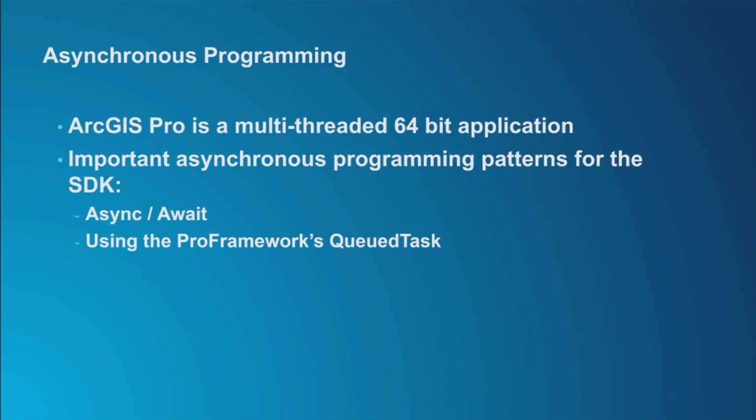So to asynchronous programming, as you know, ArcGIS Pro is a multi-threaded 64-bit application. That's already a big advantage over if you used to use ArcObjects in ArcMap. We always ran into memory issues. Those virtually don't exist anymore in Pro, as long as you have enough physical memory. An important asynchronous programming pattern for the SDK is the async and await pattern. I'm going to show you by example shortly how that's being used. And then also using the Pro framework's QTask. And again, I'll show you that by example.